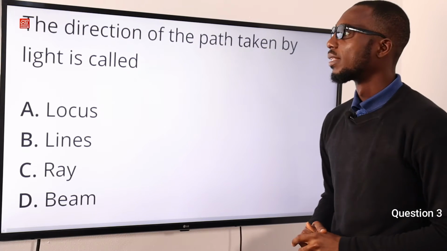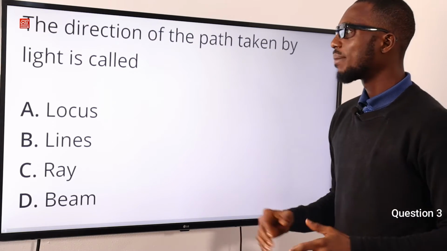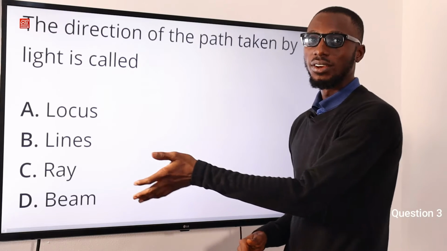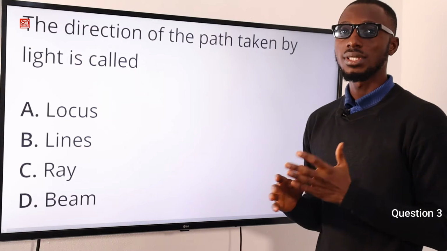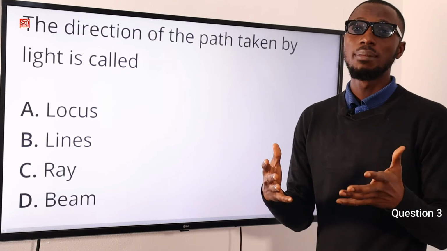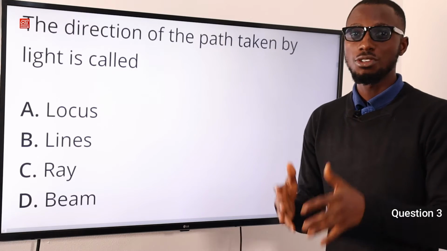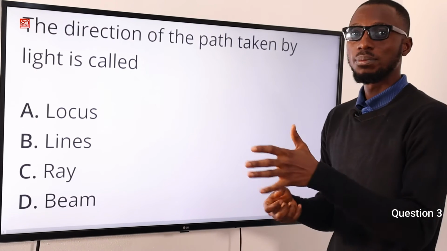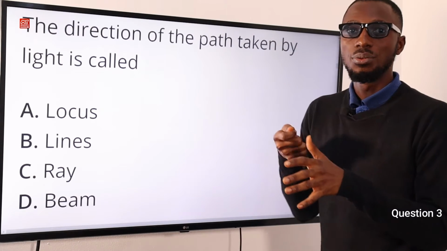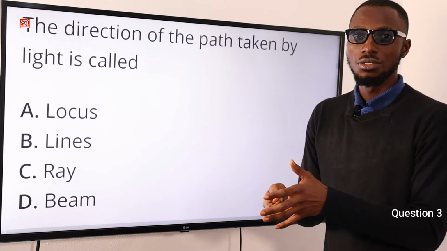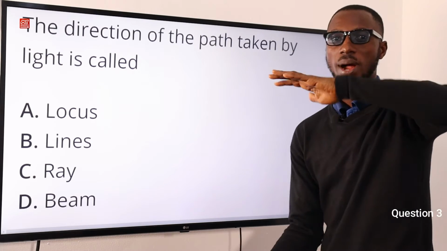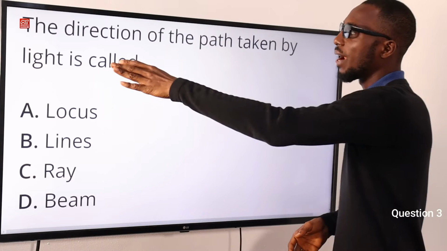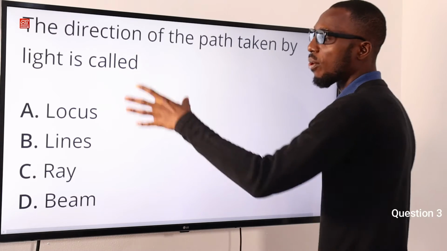Question 3. The direction of the path taken by light is called what? That path is called ray. The ray also tells us about the rectilinear propagation of light. Most times you can indicate that with an arrow, probably from the rays of light from a torch. You can have the upper ray and the lower ray. So a ray is just that path followed by light. So the direction of the path taken by light is called ray.